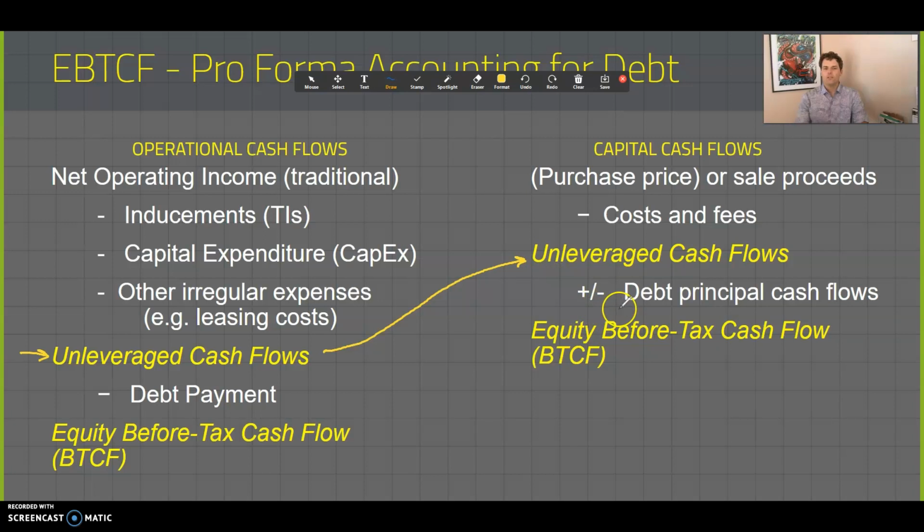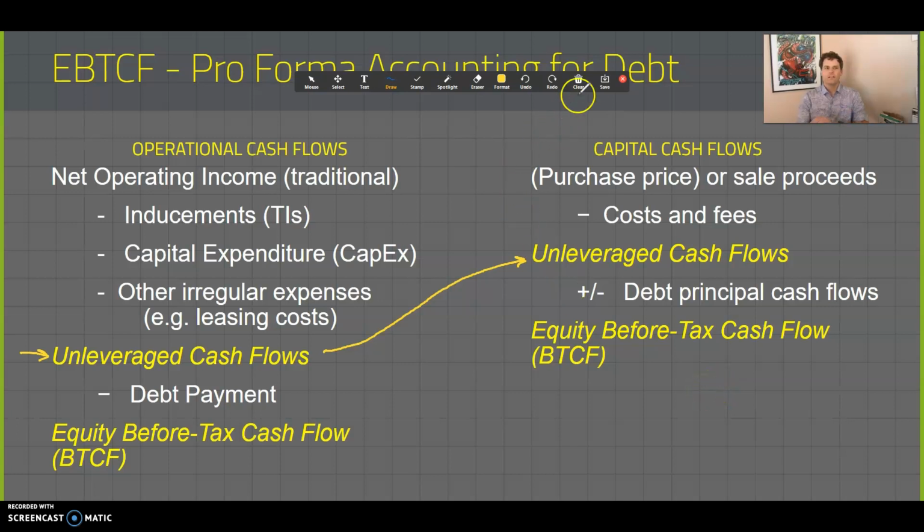Now I'm going to add or subtract my debt principal cash flows. I say add or subtract because when I'm receiving money from my lender, usually right at the beginning when I take out a loan, I receive money that supports the purchase of that asset. So that's a positive cash flow for me. However, at the end, when I sell my building, I receive money from the sale. Now my lender is going to require me to repay the loan, so that is money flowing away from me. That'll be a negative, whatever principal I have to pay back at the end. The net result is my equity before tax cash flow in terms of the purchase and the sale period.